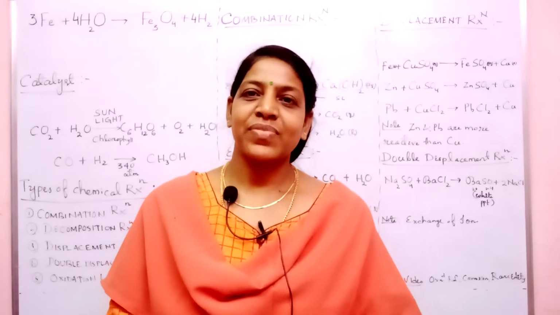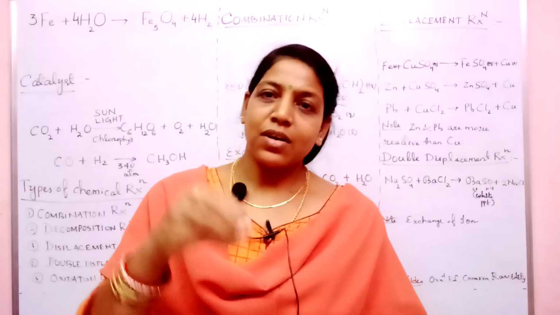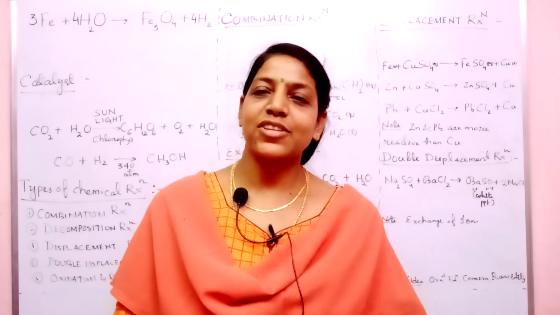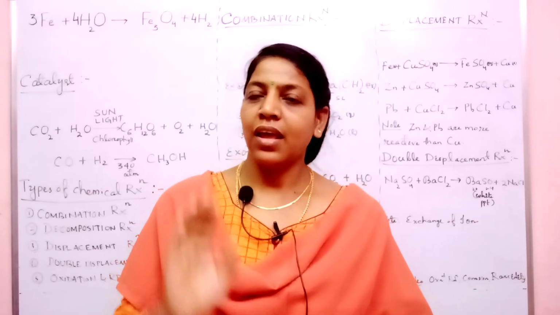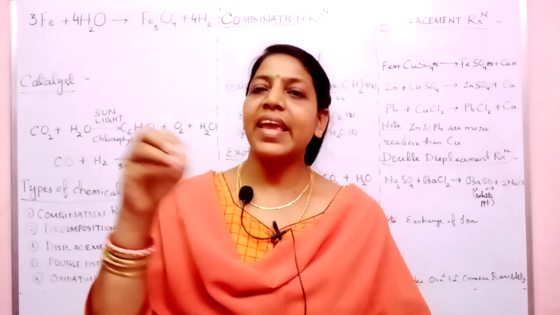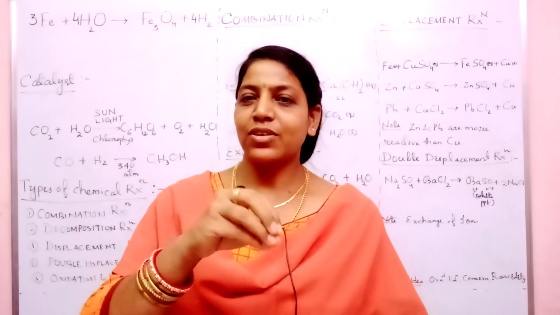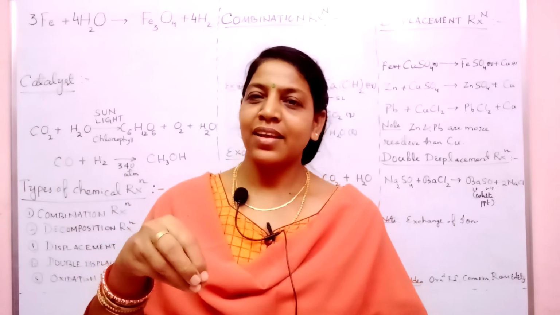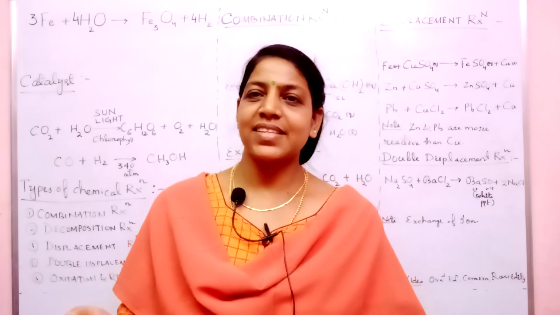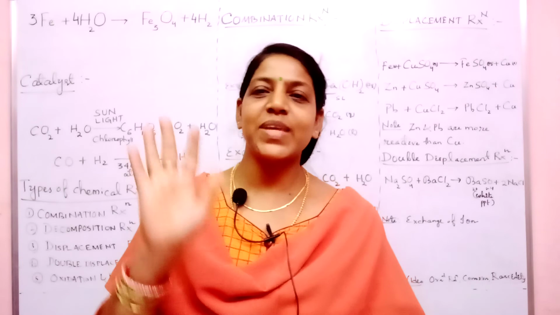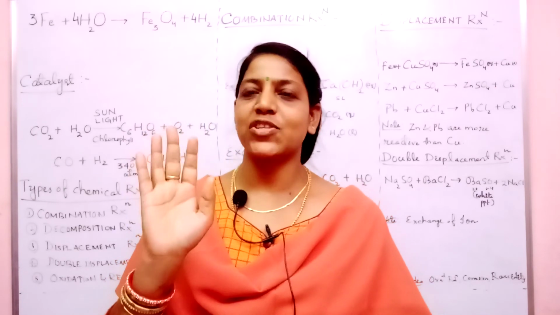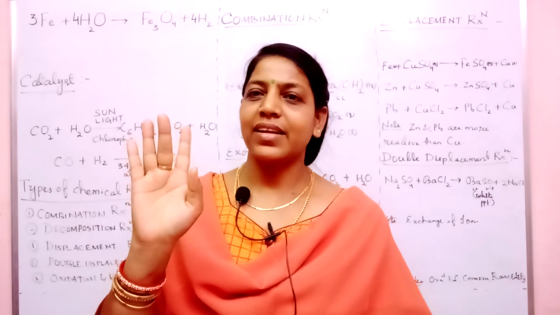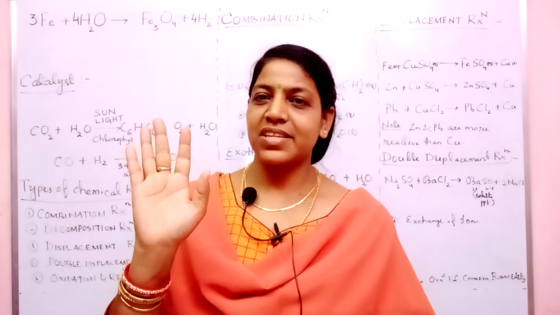If there is loss of oxygen and gain of hydrogen, that is called a reduction reaction. Is this clear? Oxidation, simply remember gain of oxygen. So gain of oxygen means another element will be lost, that is hydrogen. Reduction, loss of oxygen, that is gain of hydrogen. So these are basically the 5 types of chemical reaction: combination, decomposition, displacement, double displacement, oxidation and reduction.